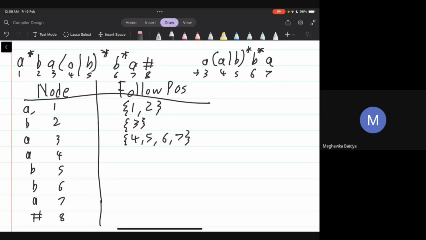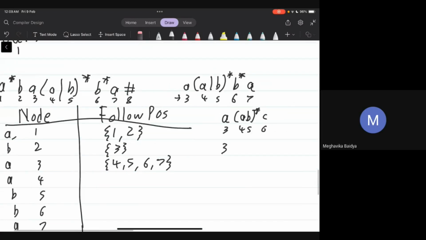Okay, I have a doubt. What if it is not A or B, but rather A and B? Then what would we do? For example, 3, and suppose this is A, B star. So this is 4, 5. And let's say this is C, just for some random example.